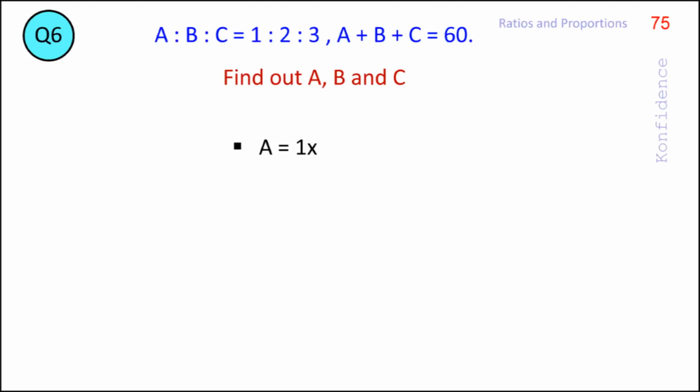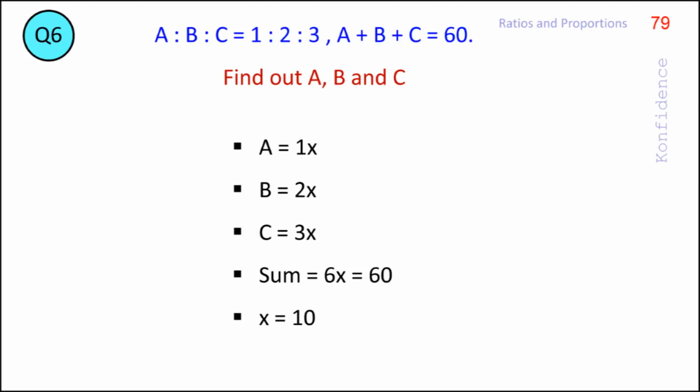The real value of A equals 1x. Real value of B equals 2x. Real value of C equals 3x. The total is 1x plus 2x plus 3x, that is equal to 6x. And we know that the total is equal to 60. Here, 60 is divided into 6 parts, and therefore, one part will be equal to 60 divided by 6, that is equal to 10. X equal to 10.